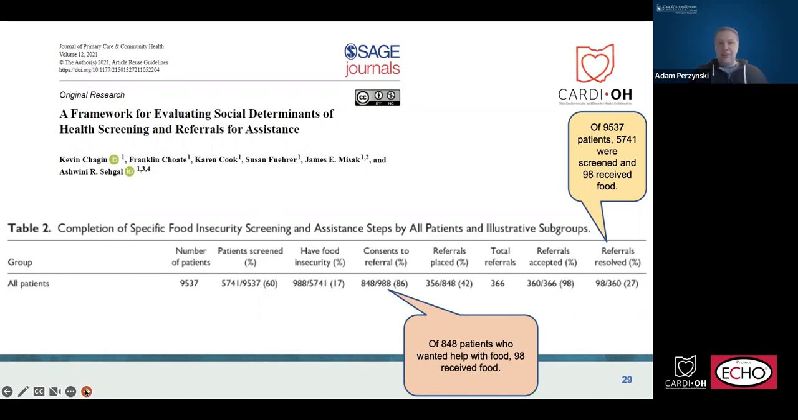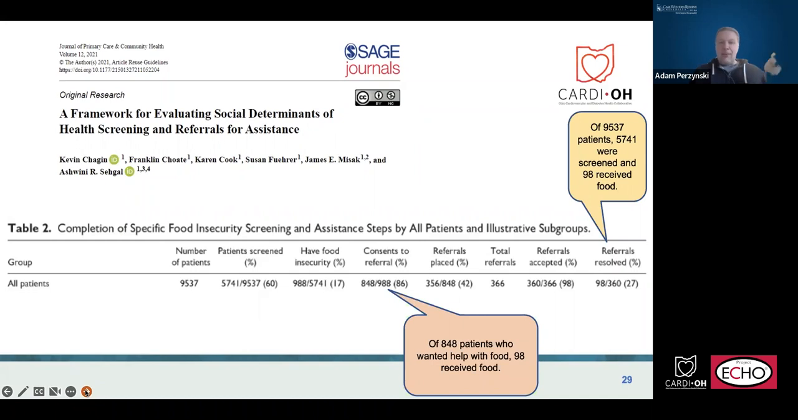So for those people, only about half of them actually got the referral. For whatever reason, the care team, the clinical information system, whatever happened, we don't know the exact gap here, but we know that after they consented to the referral, because we record that in the EHR, the referral only got placed for 42% of them. So of this total group, we only had 350 or so referrals.